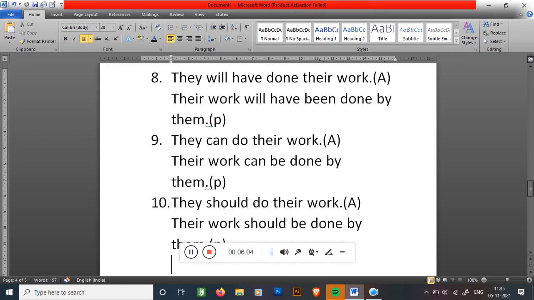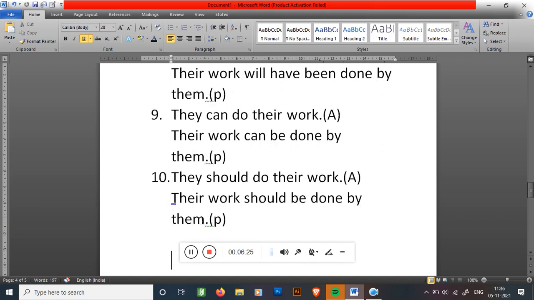Now come to the modals. So we have done with all the tenses. I have given examples of all the tenses to you. But there are modals also: can, could, may, might, shall, should, will, would. So how do we change these sentences? Say they can do their work, their work can be done by them; they should do their work, their work should be done by them. So whenever there is a modal in the sentence, then you have to use modal plus be. As I have used can plus be, and in the tenth sentence I have used should plus be.